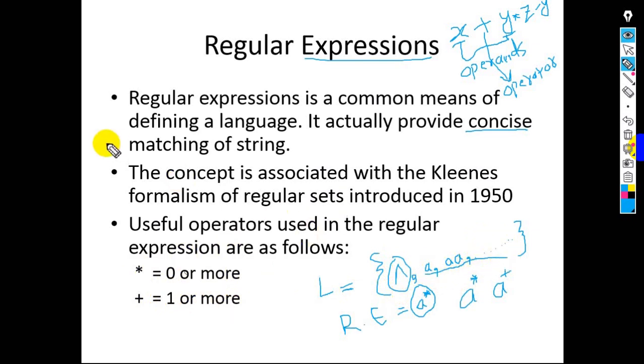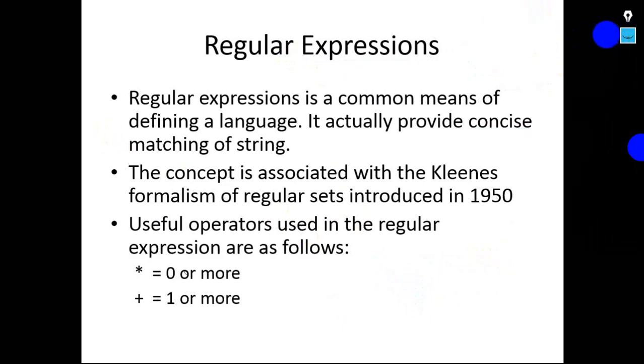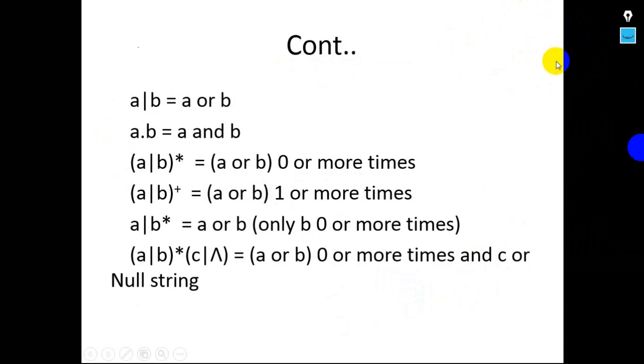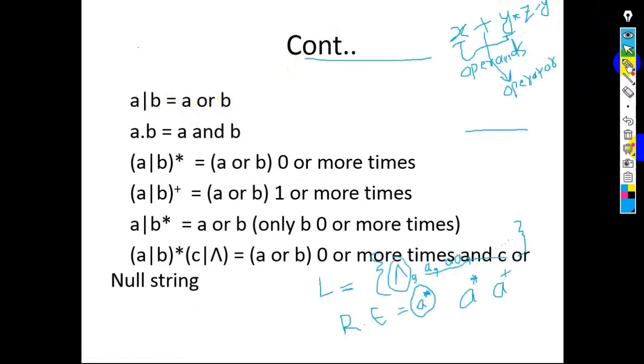So this was the regular expression, which is the concise representation of a language in theory of automata. Next, we are using different other operators in regular expressions in theory of automata. So these operators are A or B. We can also write A or B like this.